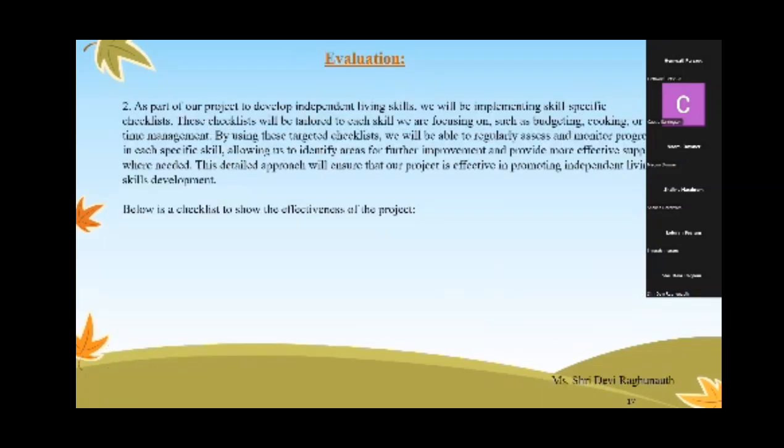Number 2, as part of our project to develop independent living skills, we will be implementing skill-specific checklists. These checklists will be tailored to each skill we are focusing on, such as budgeting, cooking, or time management. By using these targeted checklists, we will be able to regularly assess and monitor progress in each specific skill, allowing us to identify areas for further improvement and provide more effective support where needed. This detailed approach will ensure that our project is effective in promoting independent living skills development.